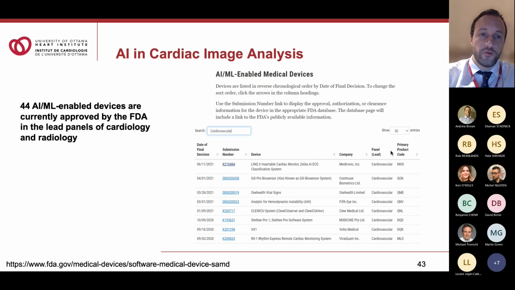You may be interested to know, how far is AI from being applied in the clinic? Well, interestingly, the FDA keeps a database of AI and machine learning enabled devices that are currently approved, and there are 44 currently approved in cardiology and cardiac imaging applications. Some of them are currently used at the Heart Institute. For example, Circle CVI is used for MRI analysis and does have an approval from the FDA for their AI algorithms.